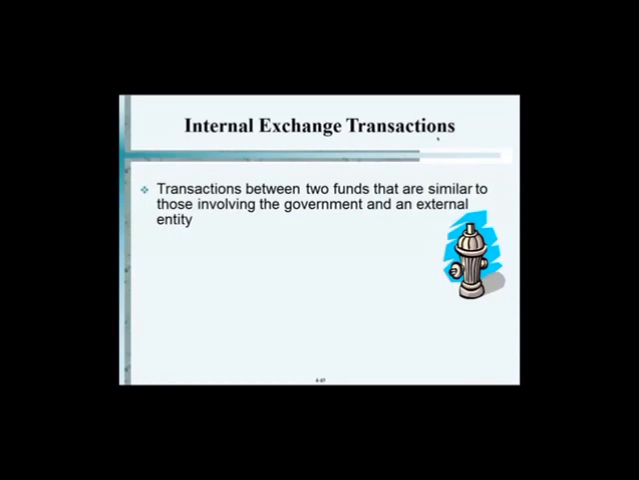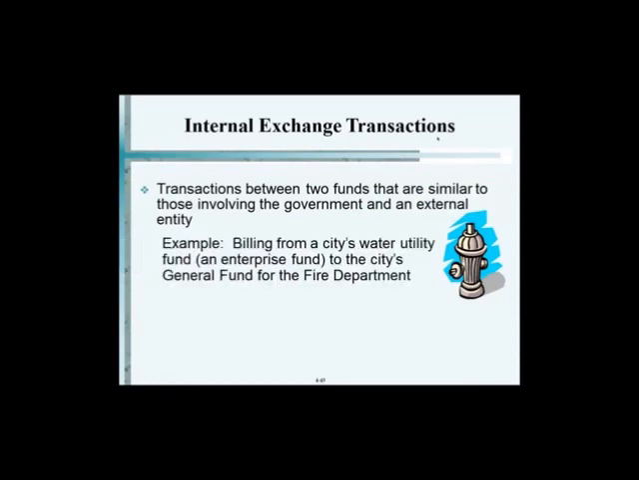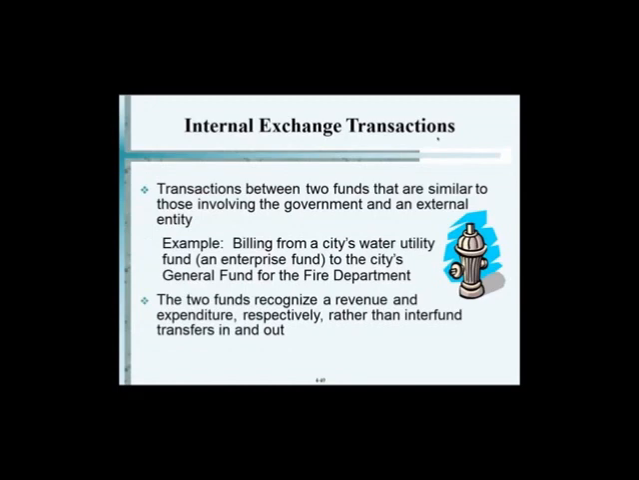Now, our last topic is really about exchange and non-exchange transactions. And the easiest way to understand this: whenever you have an exchange transaction occurring in governments, what does the word exchange mean? Exchanging value for value. So if you provided a monetary value, you will get a resource back equal to the monetary value. That's an exchange transaction. A non-exchange is what?